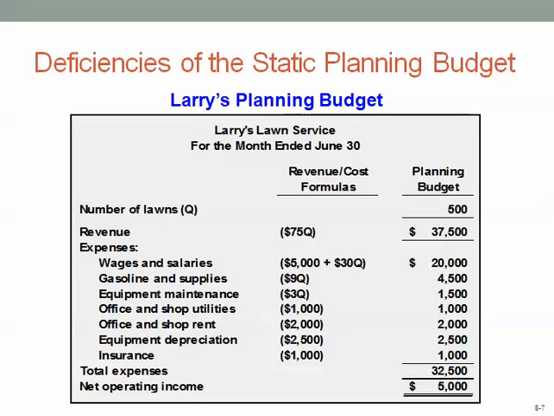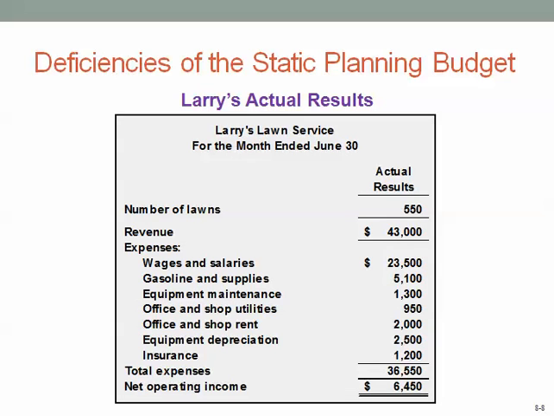Let's go ahead now and look at his actual results for the month of June. In looking at his actual results for the first month of June, one of the first things we can look at is his net operating income. It's $6,450, which is higher than he had expected. It's not particularly surprising, though, because he actually cut 550 lawns compared to his original expectations of only cutting 500 lawns during the month.